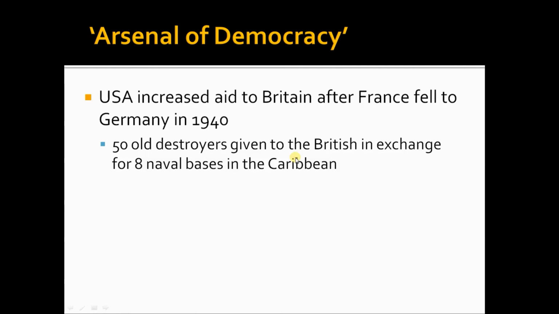Alright, so that's what I said earlier, okay? The US increased aid to Britain after France fell to Germany in 1940. So after this, apart from the Lend-Lease Act, weapons as well, okay? The US provided further support to Britain in order to strengthen it, to be able to withstand the onslaught of Nazi Germany. And so they actually gave some old destroyers. These are battleships, given to the British in their fight against the Nazi Germans, in exchange for 8 naval bases that the British had in the Caribbean, much further away from where the action was taking place in World War II.